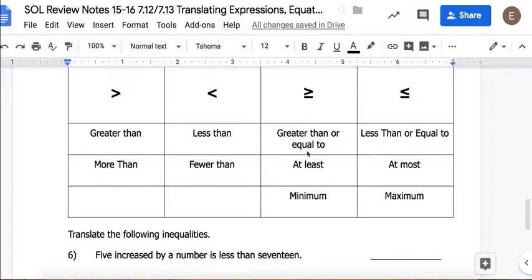13 to get into a movie. That means you have to be 13 or older. And the minimum age that you can be to get into this movie is 13. That means that's the lowest possible age you can be. So greater than or equal to.